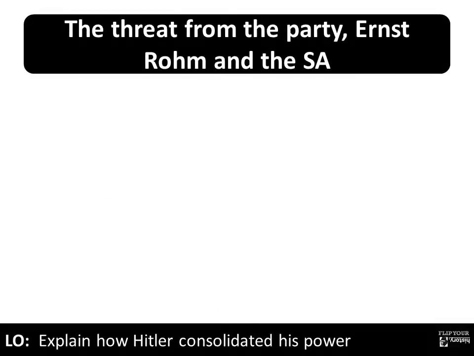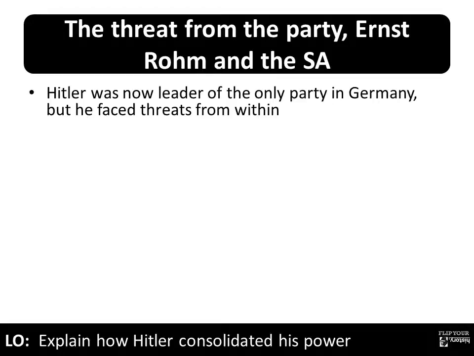Now that Hitler had complete control of the country, and effectively he had made Germany a one-party state, with the Nazi Party being in control, he now wanted to make sure there was no threat from his own party, in particular Ernst Rohm, the leader of the SA.